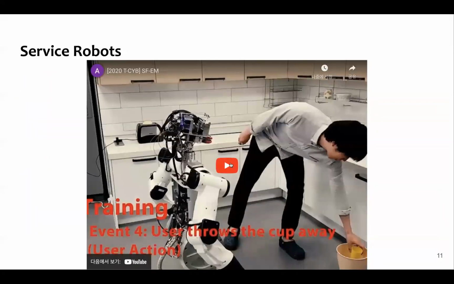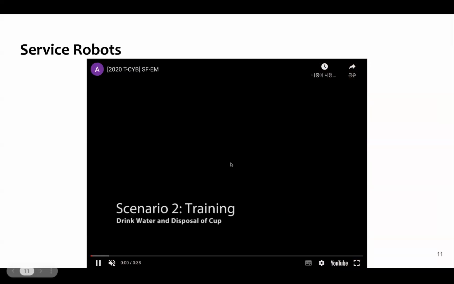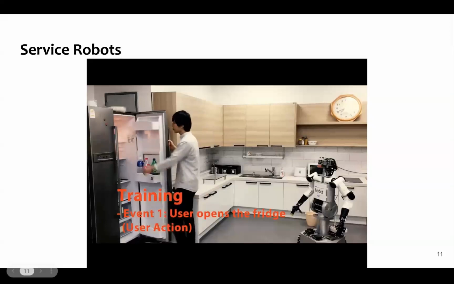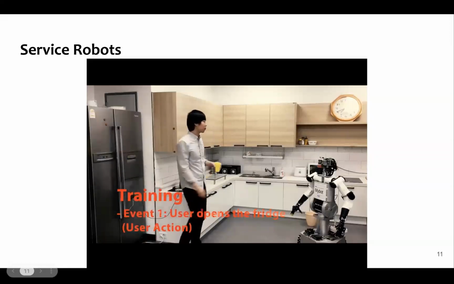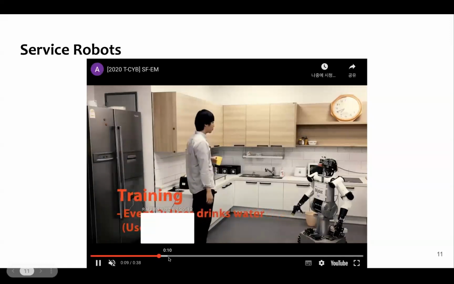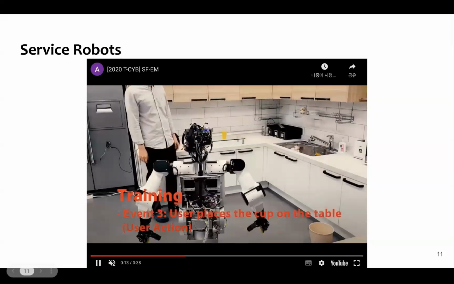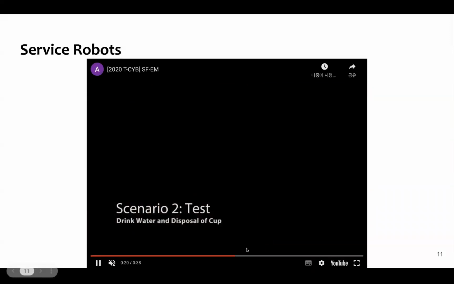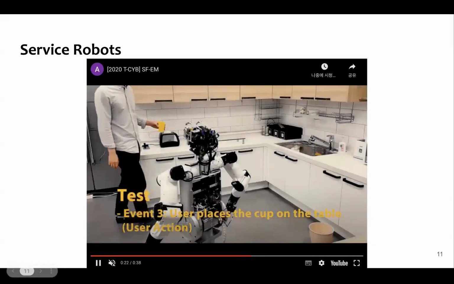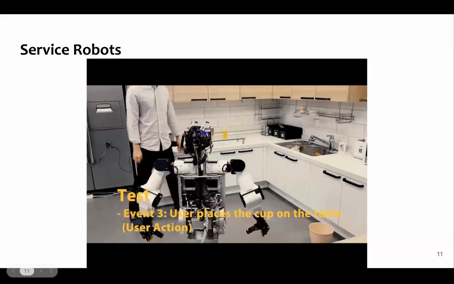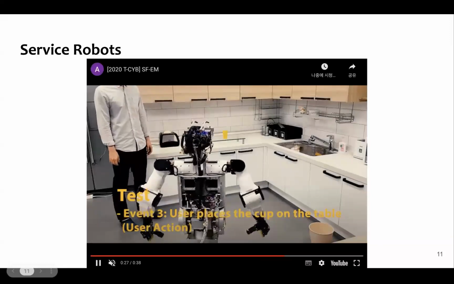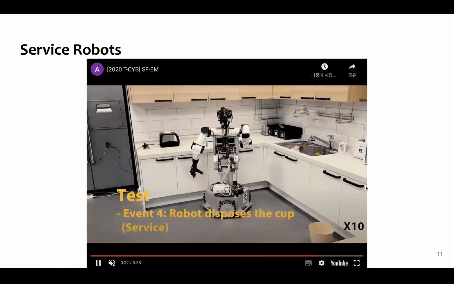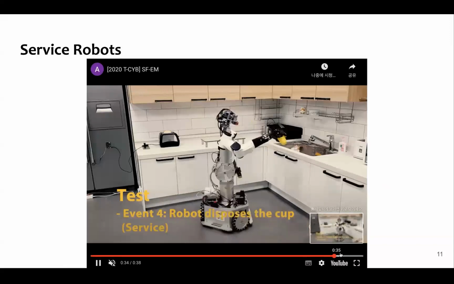And I also worked on service robots. Basically, what I wanted to do was let this robot learn my behavior. So I drink a cup of water, then put the cup on the table, and then dispose of this cup. And this robot learns my behavior pattern. And when I finish drinking water, this robot will dispose of this cup for me. So this is what I do as my research.